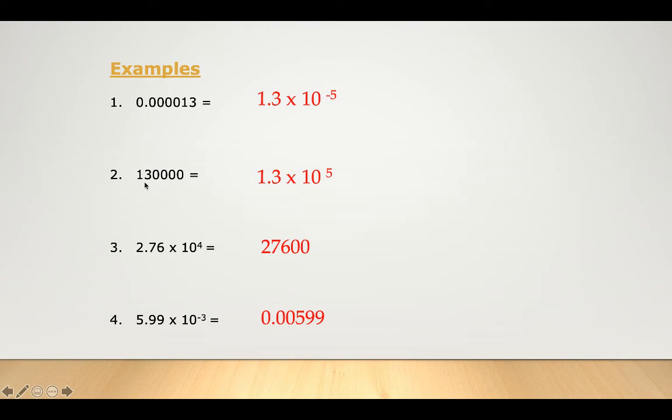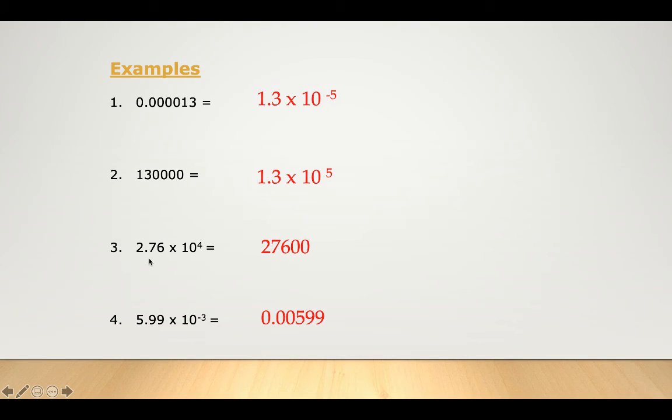Then I have 130,000, right? And I put that, so I still have 1.3. That's my base here because that's my first number. And then how many times do I move this decimal? So the decimal would be right here at the last number if we don't see it. 1, 2, 3, 4, 5. So that's going to be times 10 to the fifth right here, 1.3 times 10 to the fifth. It's bigger than 1, so it's definitely a positive integer.